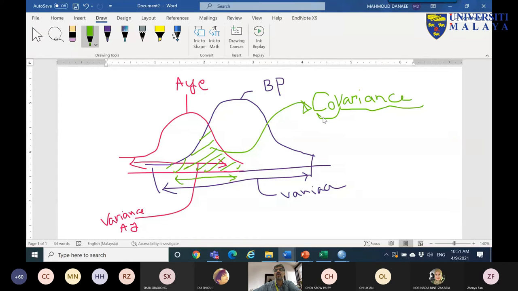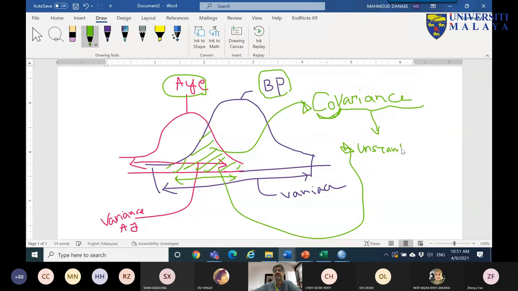Covariance. Co means common area between these two variances. This is the common variance, or covariance. The covariance actually is a form of unstandardized correlation. So this is the covariance.